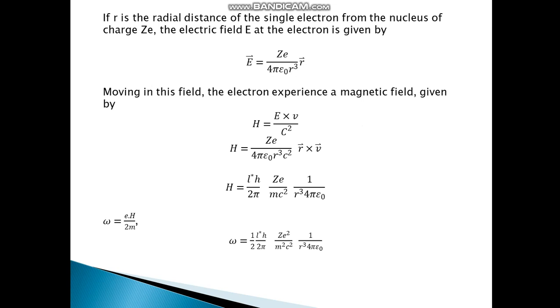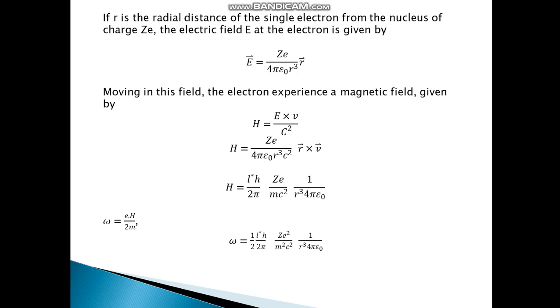If r is the radial distance of a single electron from the nucleus of charge Ze, the electric field at the electron is given by E equals Ze divided by 4 pi epsilon 0 r cubed into vector r. Note that we know the electric field is 1 by 4 pi epsilon 0 into Ze by r squared into the unit vector r. That unit vector equals vector r divided by the modulus of r. Hence there is another term r, and therefore the denominator has r cubed, where vector r is the radius vector.